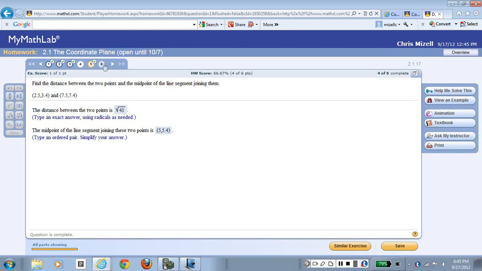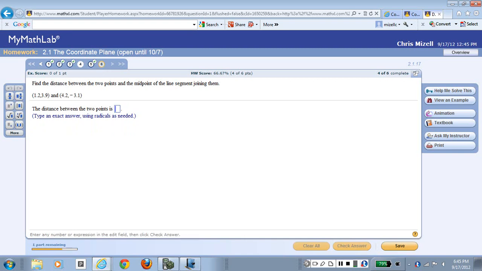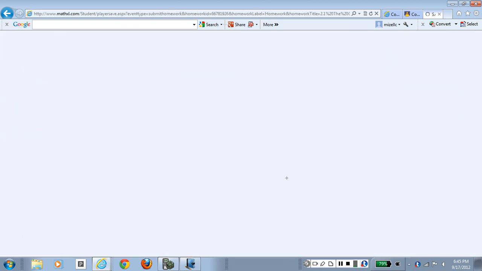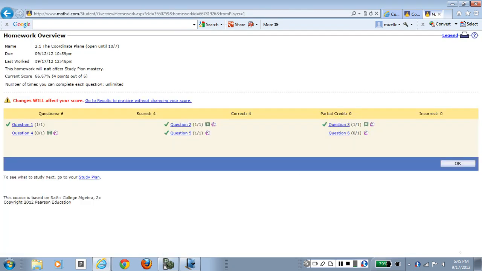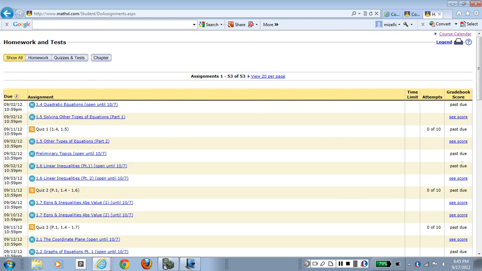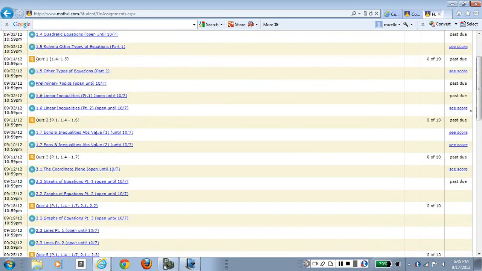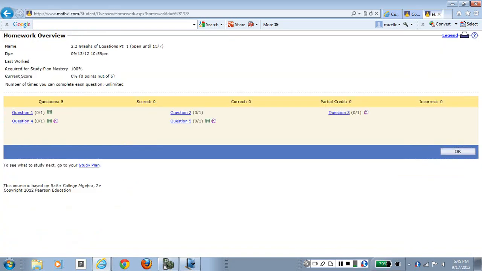And 6, I would think maybe more of the same. Yeah, more of the same with one of the coordinates negative, so I think we can move on to section 2.2. The two main sections involve symmetry and circles. 2.2 part 1, I think, is symmetry.